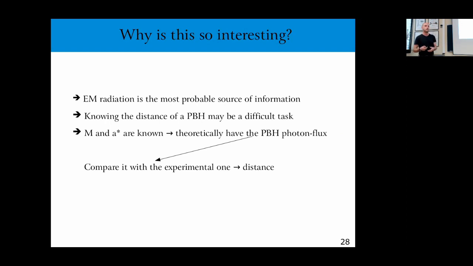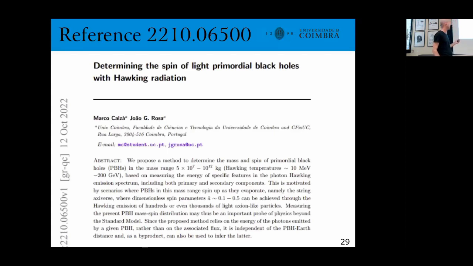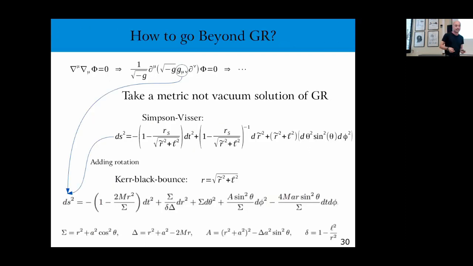So why is this idea so interesting from my perspective? Because for sure, if these objects exist and we are capable of measuring them, the first measurement will be their electromagnetic radiation. And knowing the distance of this object may be a difficult task. And if it's not difficult, at least it is putting more sources of error on the table. So obtaining the mass and the angular momentum for this object in a theoretical way allows one also to calculate their photon emission, the photon flux coming from this primordial black hole. And once it's compared with the experimental one, it is possible to have an indirect measurement of the distance. Okay, all that I said in this second part is in this reference, which was put on the arXiv just last week. And let's come to the last topic.